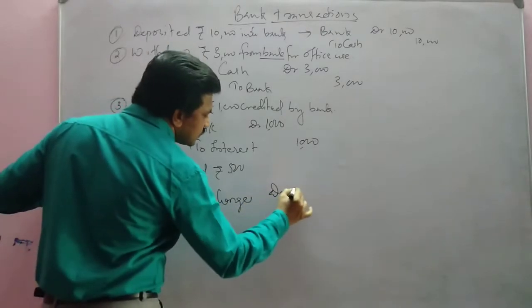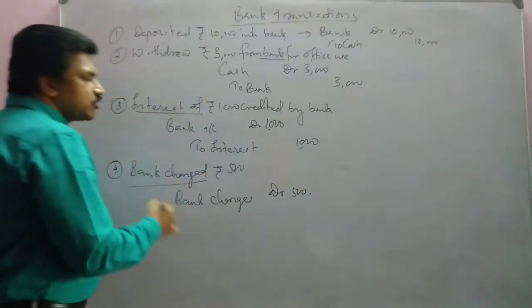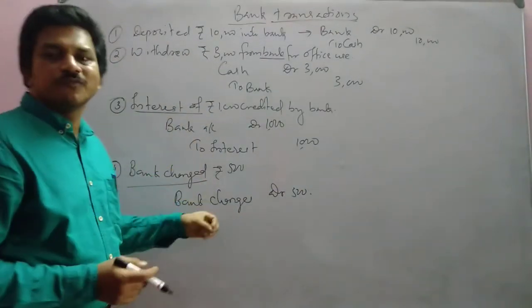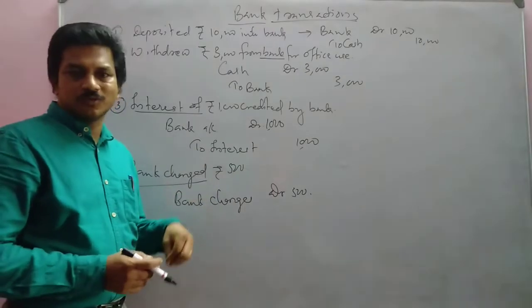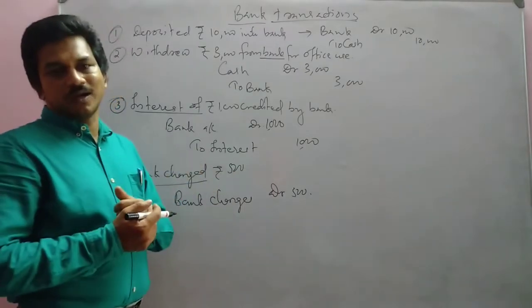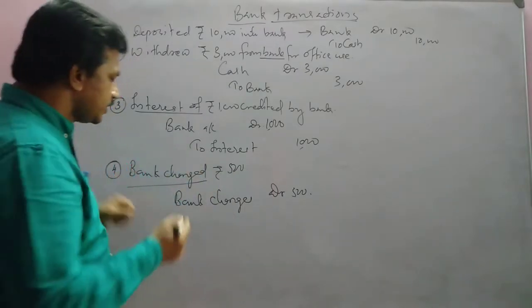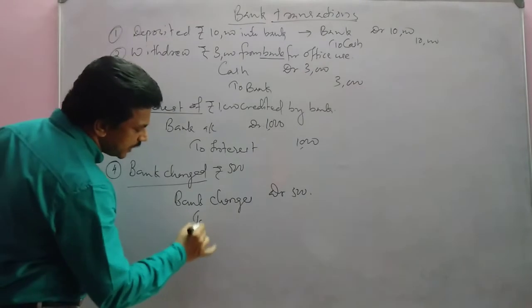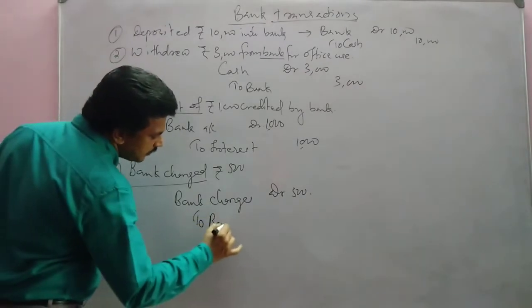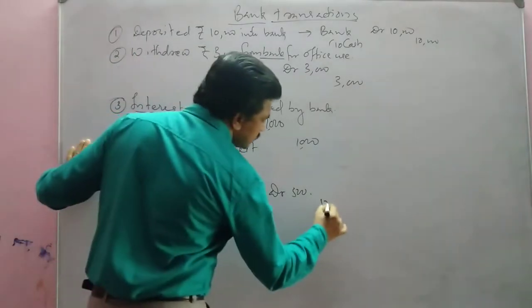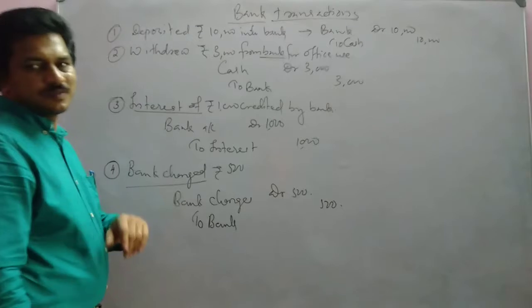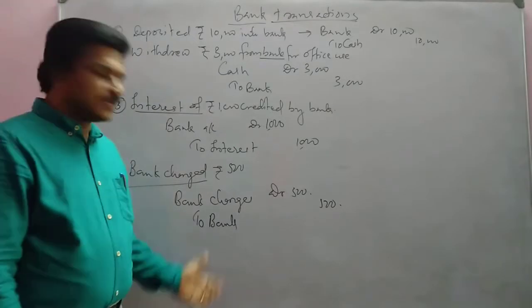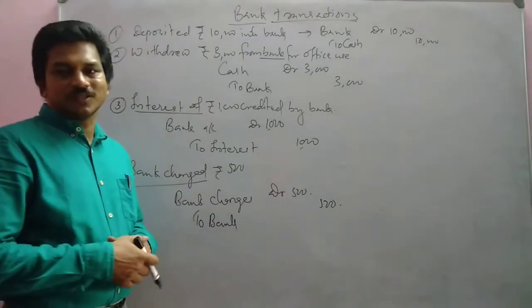We will write here bank charges. Bank charges debtor 500. And who gives? It will be taken from our bank account. So bank account is the giver. So we will write to bank, how much? 500. Is it clear? So this is regarding bank charges.